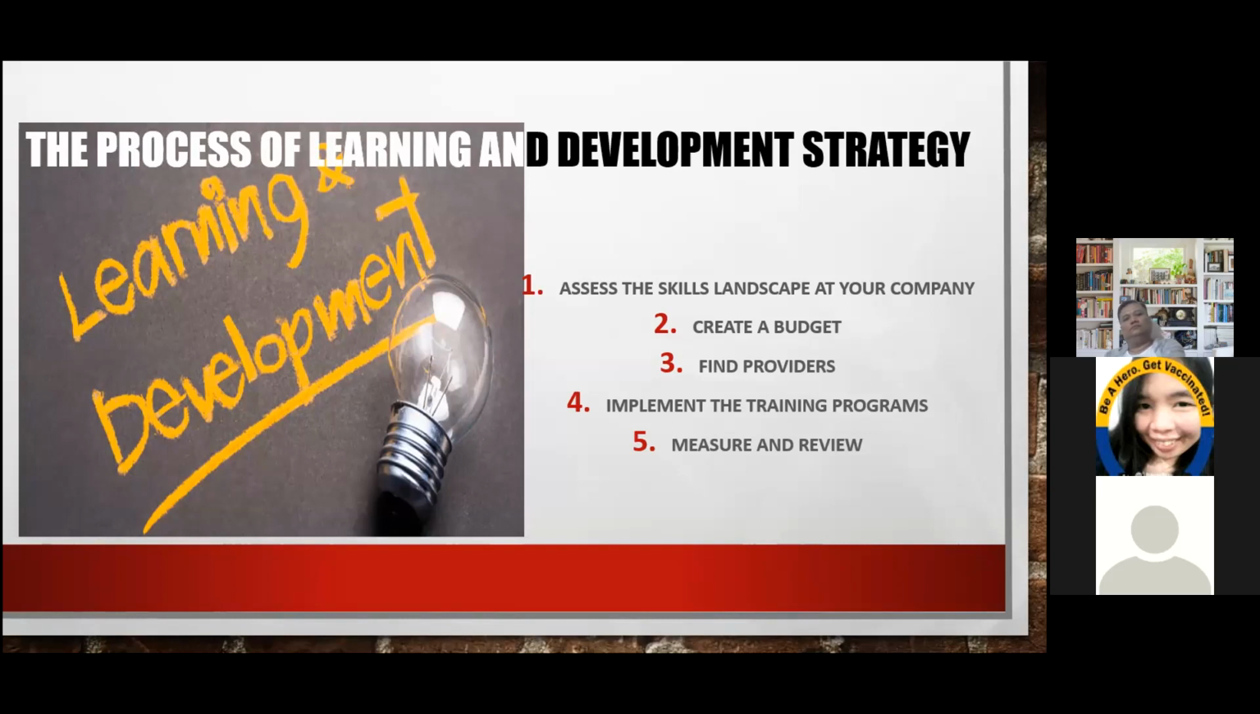Next is to create a budget. Training programs aren't free, so you'll need to figure out how much money your company is willing to set aside for the training and career development process before you start reaching out to providers or designing programs. The next step is to find providers.